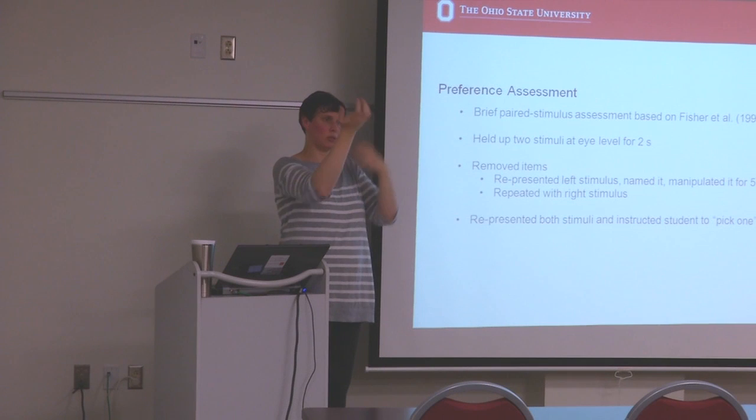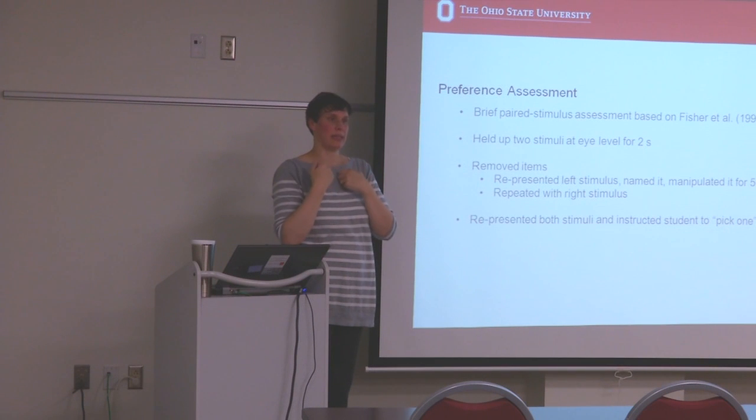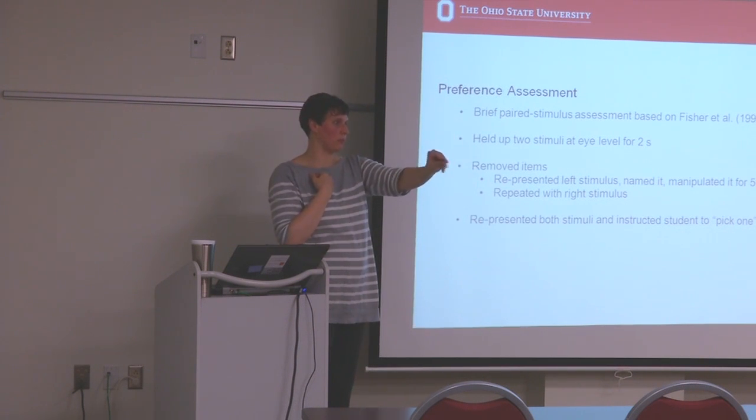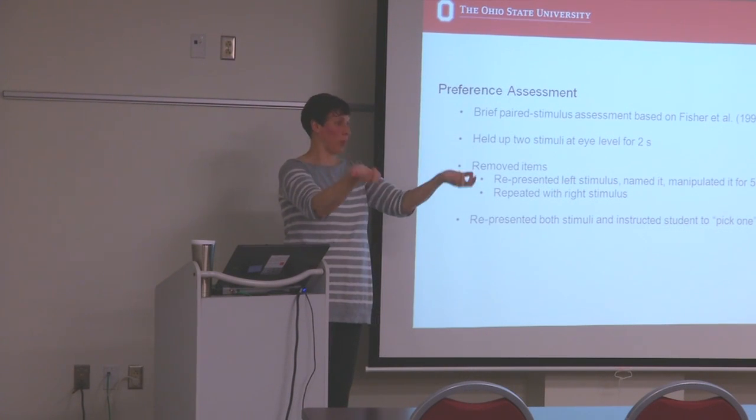We'd say brush, squishy ball, and then we would take the squishy ball away and brush her hair. And then we would take that away, shut the squishy ball, and put it up to her hand so that she could squish it if she wanted to. And then we would hold them both back up again, and we would say, pick one.